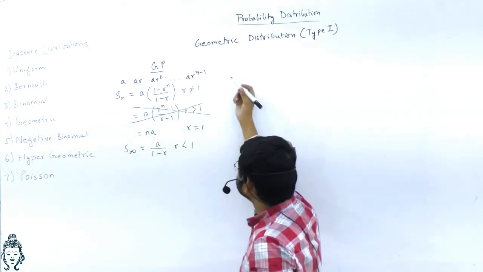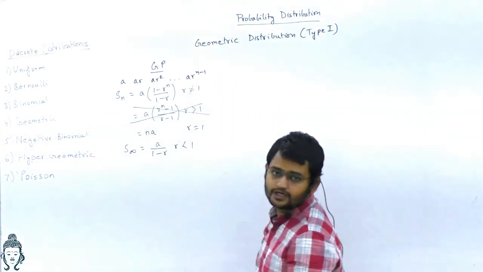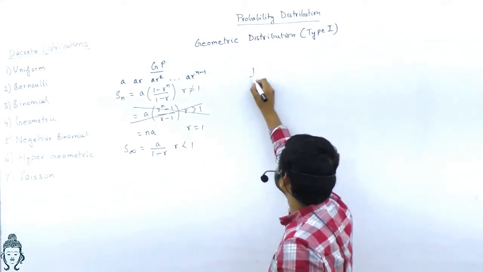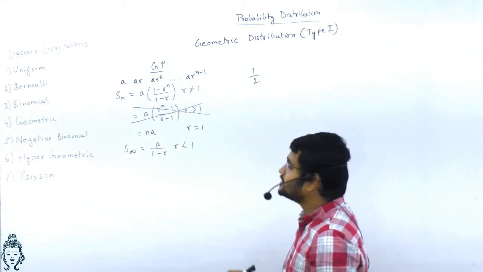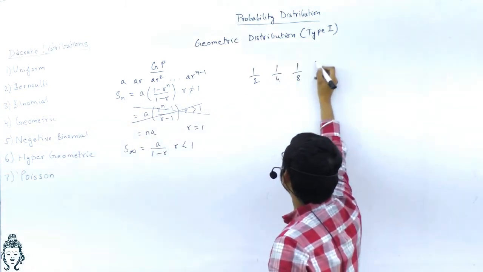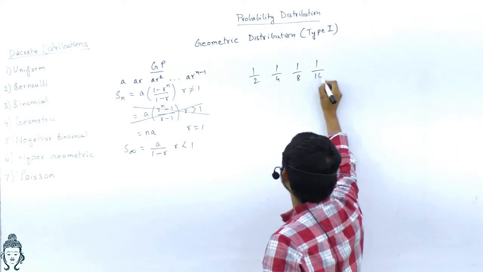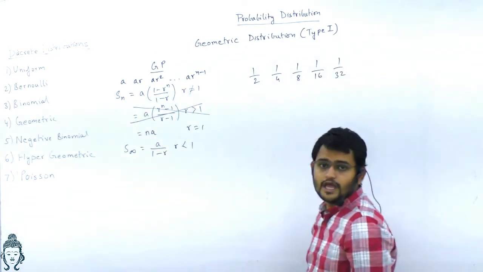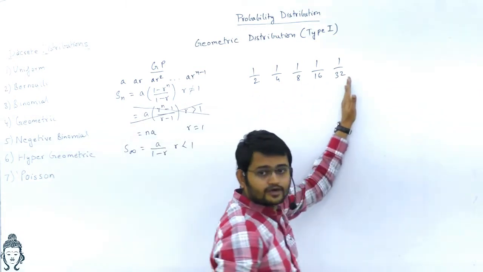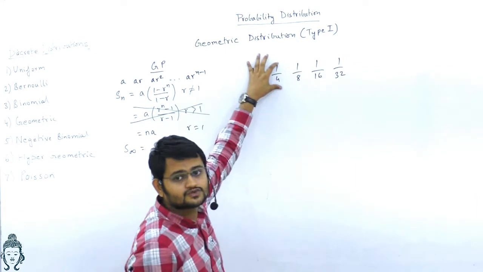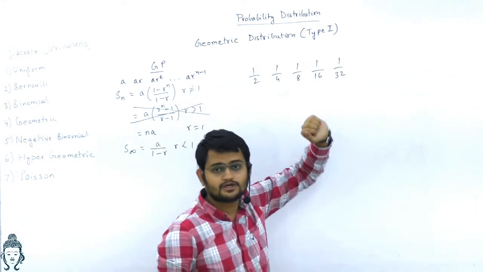So simply if you see this particular term, here if we assume r is less than 1, let's assume half. What is the square of half? 1 by 4. Cube would be 1 by 8. Fourth power will be 1 by 16, and then 1 by 32, and so on. As we increase the power, we are getting this particular value smaller and smaller and smaller.